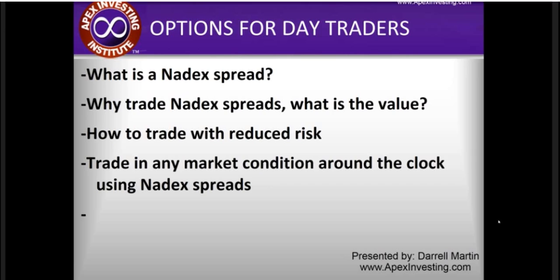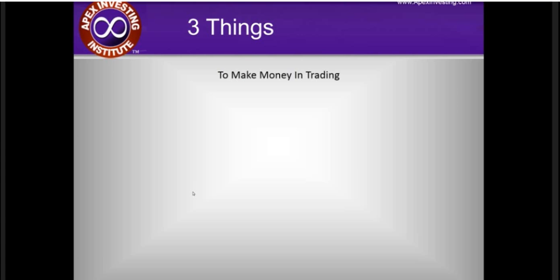So I'm going to talk about why I trade Nadex spreads, what's the value. If you like trading futures and Forex, we'll talk a little bit about how to reduce your risk trading futures and Forex using these options. One of the great things is you can trade in any market condition if you have options: flat markets, volatile markets, choppy markets. There are a lot of different ways you can trade with them. They're open from 6 p.m. Eastern time to as late as 5 o'clock Eastern time, depending upon what contract you're trading, so they're open for 23 hours a day. Whatever your schedule is, you can trade these contracts.